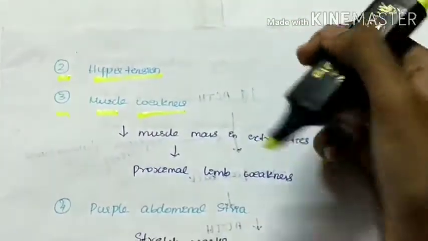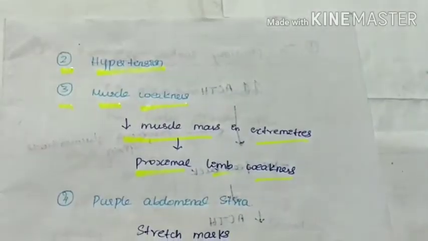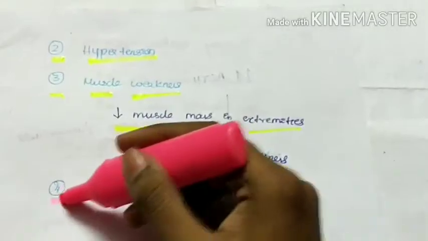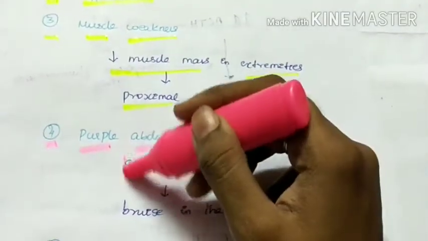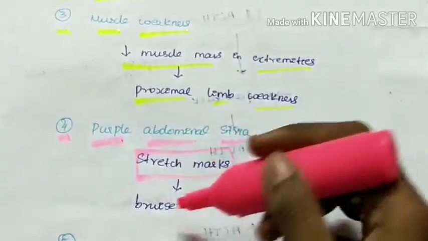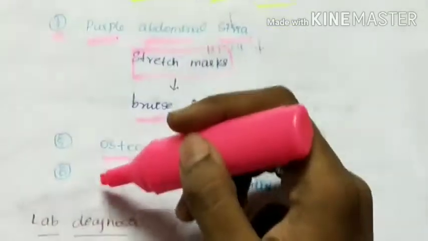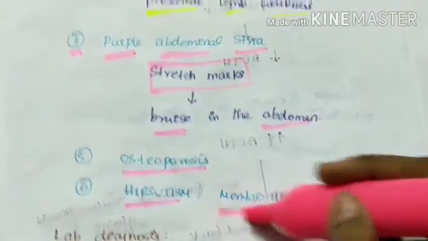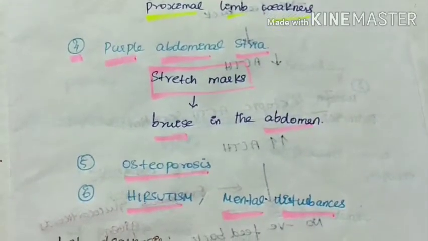The second clinical feature is hypertension. Third is muscle weakness. As there is decreased muscle mass in the extremities, it leads to proximal limb weakness. And the fourth clinical feature is the presence of purple abdominal striae. These are stretch marks which cause bruise in the abdomen. Fifth is osteoporosis. Sixth is hirsutism and mental disturbances. These are all the clinical features of Cushing's syndrome.